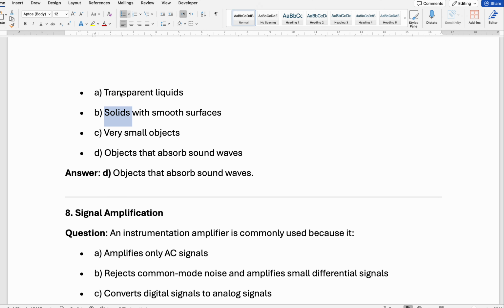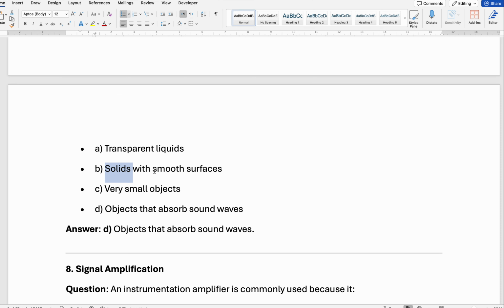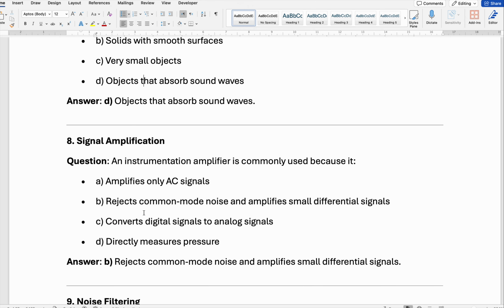Now solids will act as scattering, but here it says with smooth surfaces. Because it said smooth surfaces, I couldn't identify this as the correct answer. Now very small objects, even if it was solid, it will be smooth in this case. Transparent liquids, again, it has nothing to do with transparency, rather whether it reflects or doesn't reflect. So definitely D is the answer.